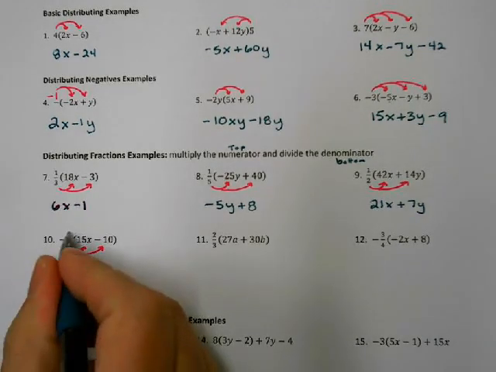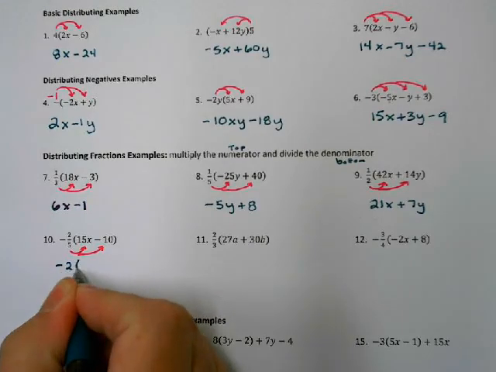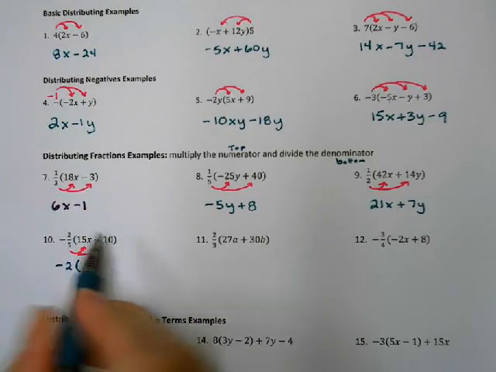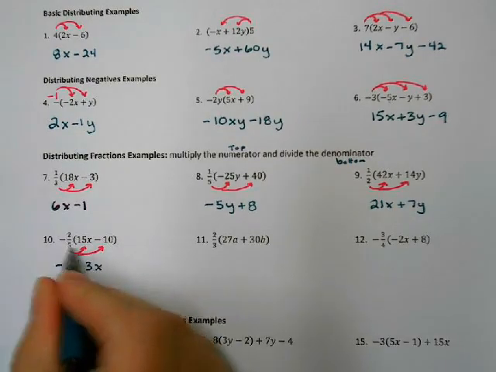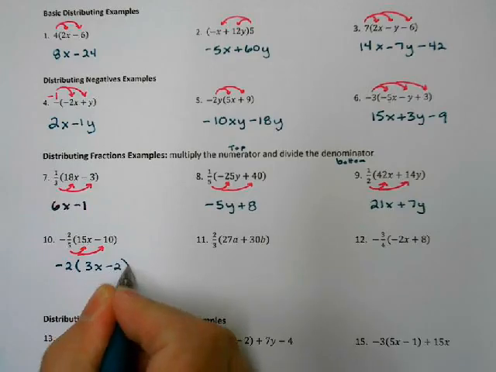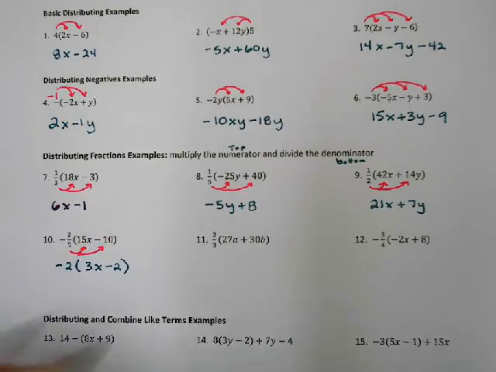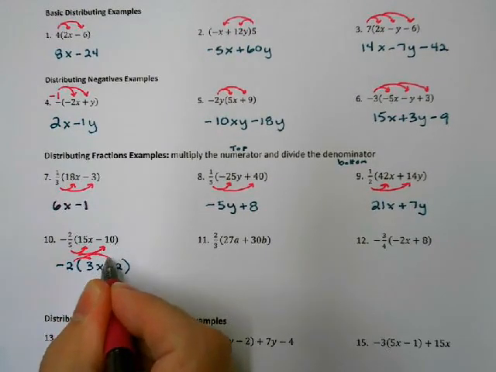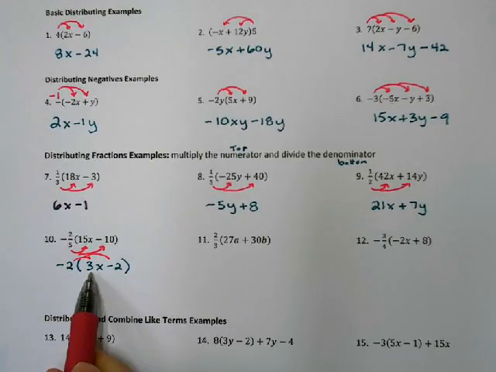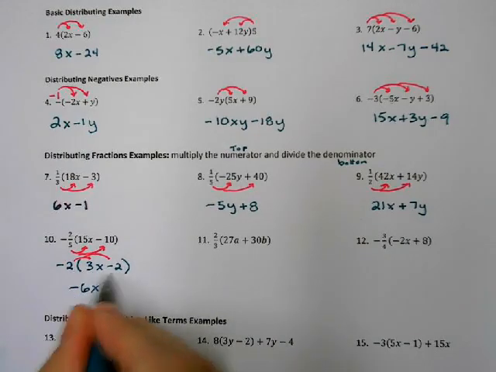So the negative 2, I have not distributed, so it's still out there. And I'm just dividing by the 5. So 15 divided by 5 is 3. Negative 10 divided by 5 is 2. So I have distributed the 5 first, and now I'll multiply by the numerator. So negative 2 times 3x, that gives me negative 6x. And negative 2 times negative 2 is positive 4.